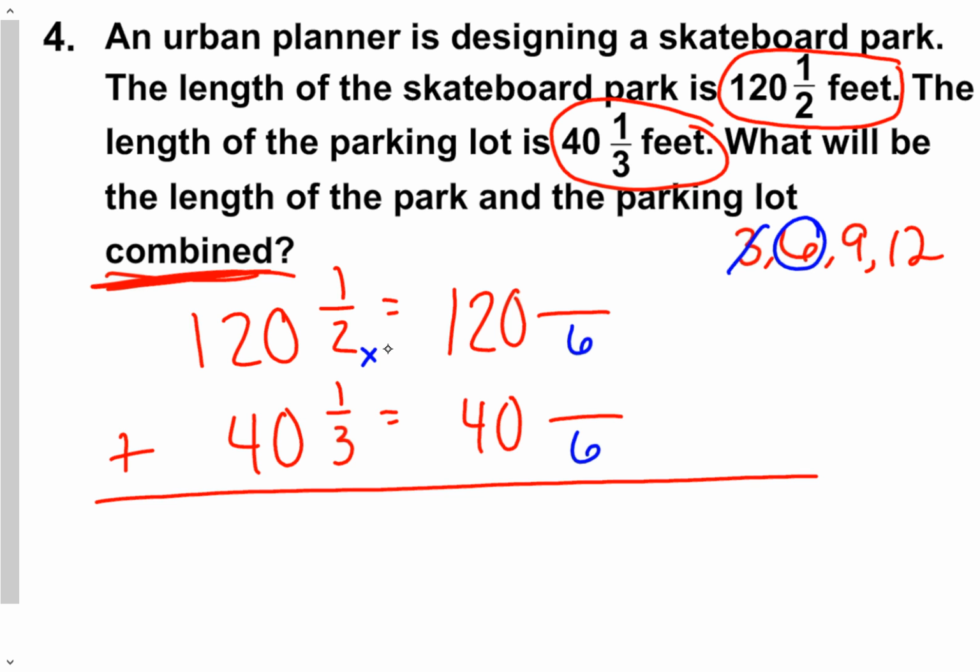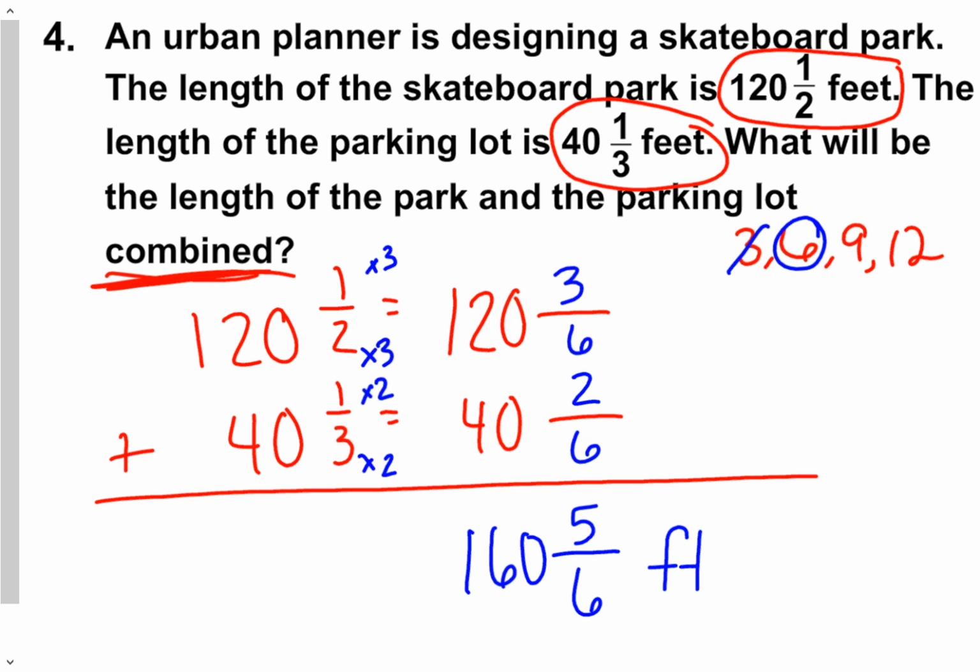We went from 2 to 6 by multiplying by 3, so let's multiply the numerator and denominator by that. We got from 3 to 6 by multiplying by 2, so again we're going to multiply the numerator and denominator by that. So now we have the same denominator, 6. We can add 3 plus 2 now, and that's 5. And 120 plus 40 equals 160. And the total length is going to be 160 and 5/6 feet.